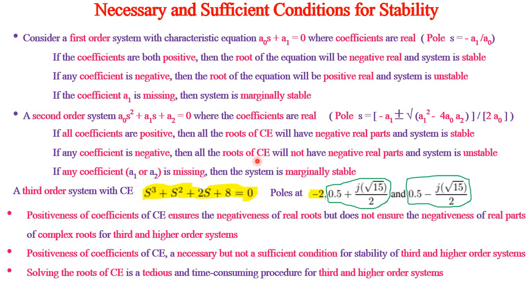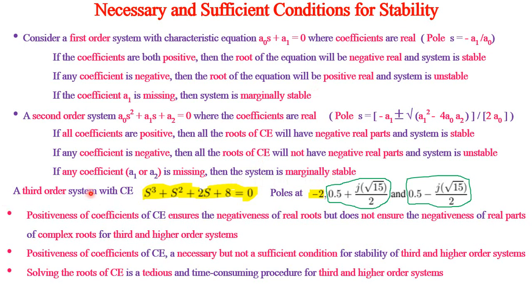So in both the first order and second order systems, what we can understand is, if all the coefficients are positive and real and none of the coefficients is missing, the system is stable. If any coefficient is negative, the system is unstable. If any coefficient is missing, the system is at the most marginally or limitedly stable.